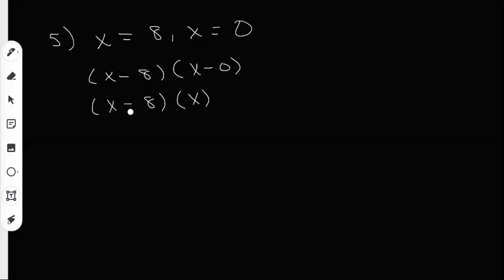Now we have x times x minus 8. When we multiply both terms in here by an x, we get x times x, which is going to give us x squared. And we have x times negative 8, which is going to give us negative 8x. And we're done. That is our polynomial. Notice that it has a greatest common factor of x, so that when we factor, we can take that x out.